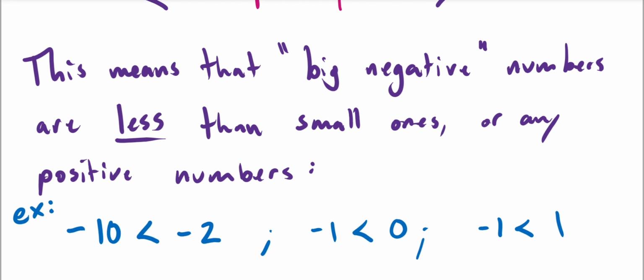So one thing that means is that big negative numbers are less than small ones, or less than any positive numbers. For example, we would always say that negative 10 is less than negative 2. I like to think of it as negative meaning debt. It's worse if I am $10 in debt versus $2 in debt. Likewise, 0 is greater than any negative number, and all positive numbers, like 1, are greater than all negative numbers, like negative 1 in this case.